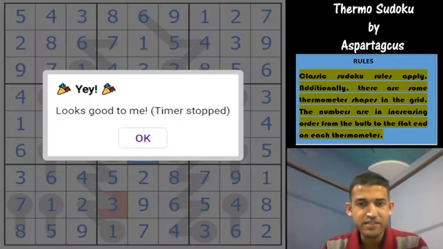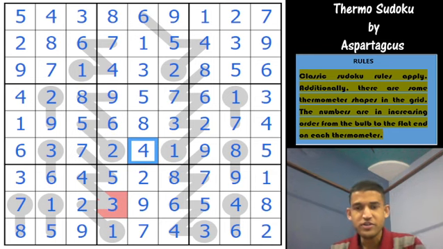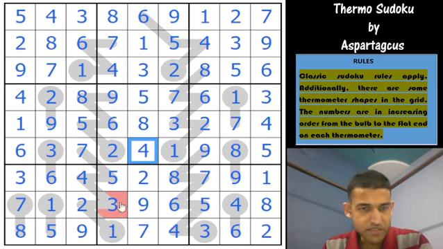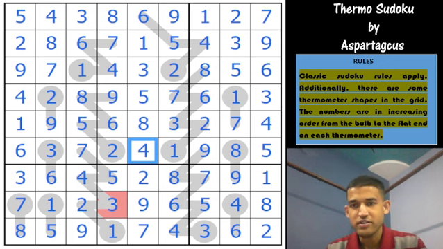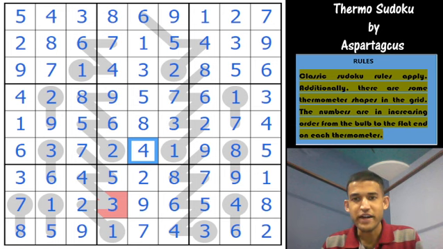And we have completed this Pagoda Sudoku by Aspartagcus. So unless you play around with these bottom pencil marks, you can never solve the Sudoku. If you're like me, trying to find the logic visually, probably in a million years I would never have completed the Sudoku. You need to put some digits, play around with the thermometers, and that's how you complete the Sudoku. And if you guys somehow found a digit visually, please let us know. Give us a comment below, saying that this was the logic I used to get a digit. Will be extremely happy to know how you arrived at that digit.